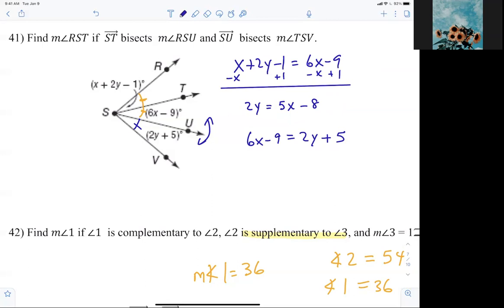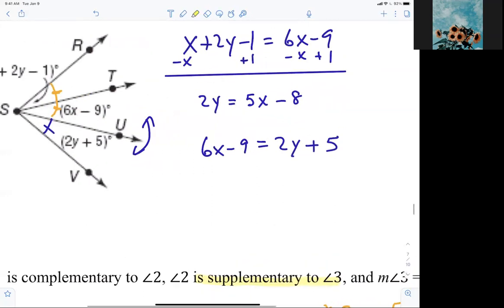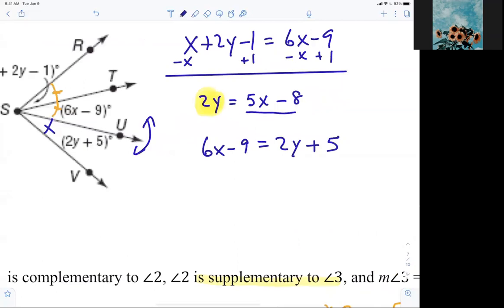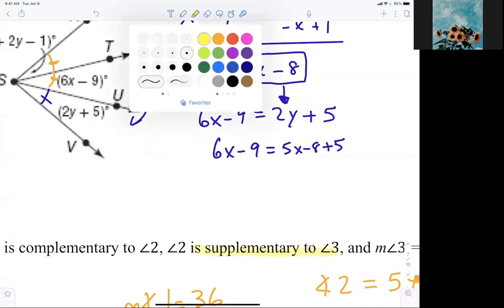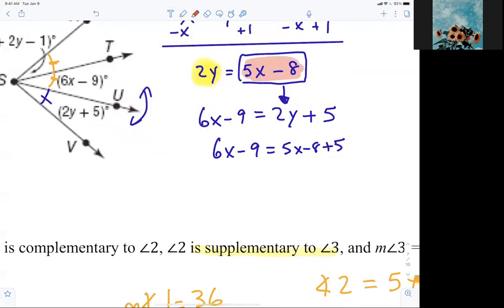Now, I could divide by 2 if I wanted to, but I need everybody's attention now. Does everybody see 2y? What does it equal? It equals 5x minus 8, right? Does everybody see this 2y right here? What could I replace 2y with? See what I'm doing? I just drop that right down in there. All right. So now I have 6x minus 9 equals 5x minus 8 plus 5. So all I did, just to make sure you're seeing me, is I took this 5x minus 8 and put it in for 2y.